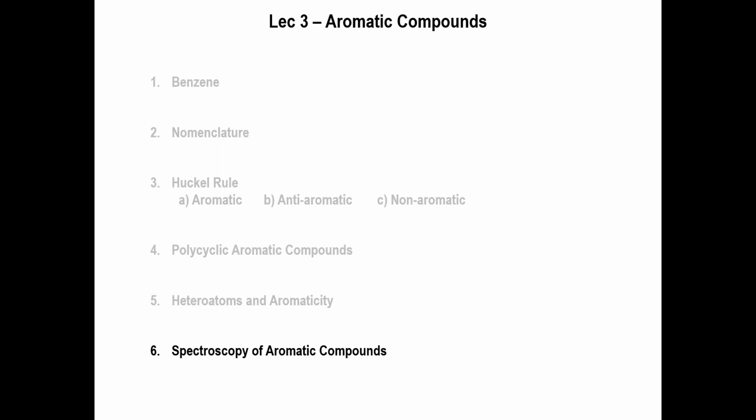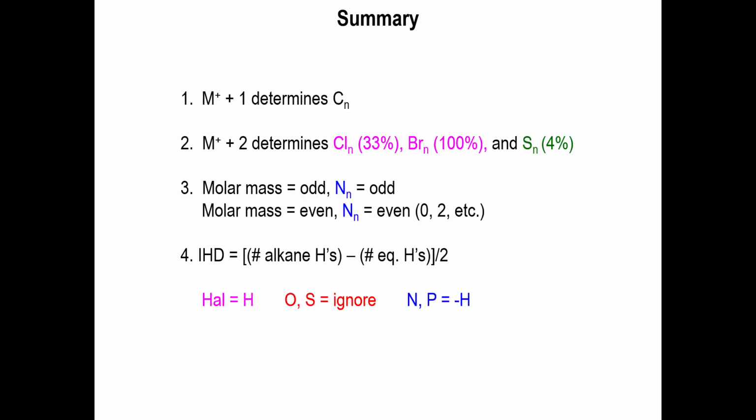Time to finalize this lecture by talking about spectroscopy. All right, so just a couple things I want to remind you about. The first thing is that we're going to be looking at mass spec in addition to infrared spectroscopy and NMR to determine the structure of molecules. You've done some of this already in previous assignments, but let's start with the mass spec.